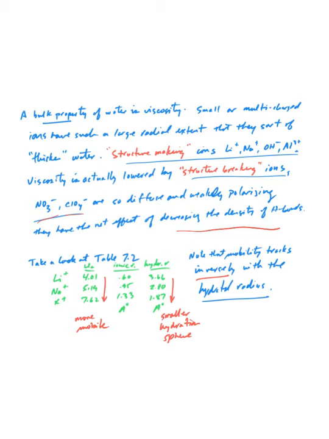I wrote out a little bit of table 7.2 here to again emphasize this idea about the hydration sphere. Notice again that the ions themselves can have a trend going from lithium to sodium to potassium. The ions themselves get larger, but the hydration sphere is in reverse.